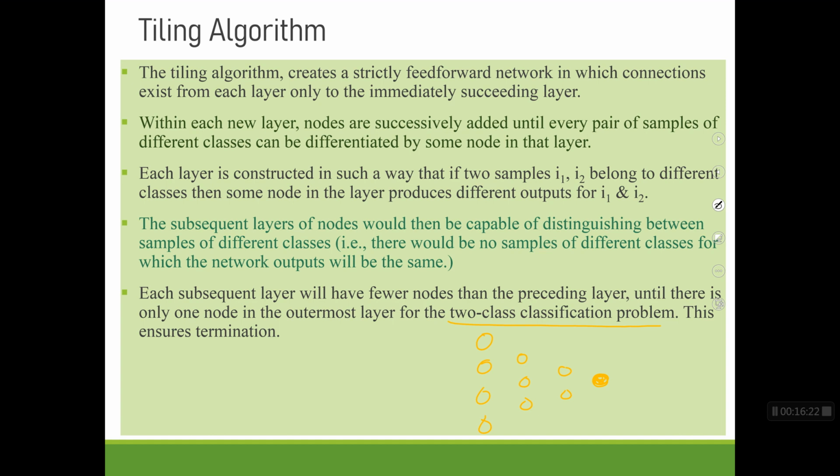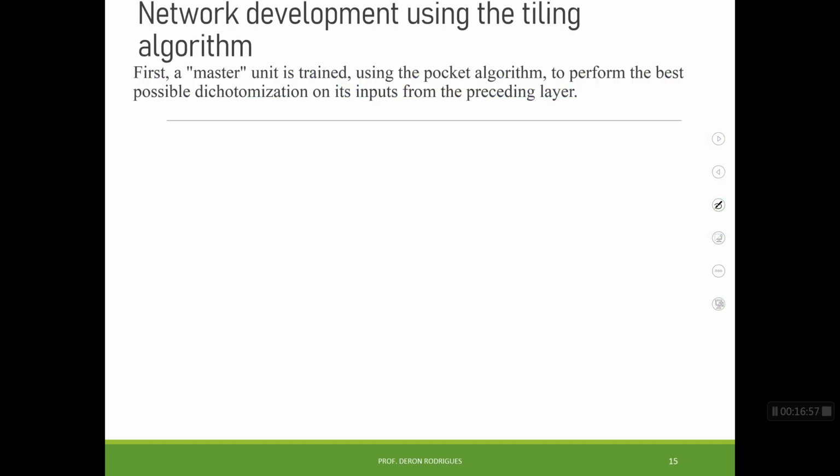So once you reach one node, you have to stop. You start with many nodes and go on decreasing the nodes, and once one node is present in the final layer, you know you have to stop the algorithm. This process of adding the nodes in a given layer is called tiling, and because of this the algorithm is called the tiling algorithm.